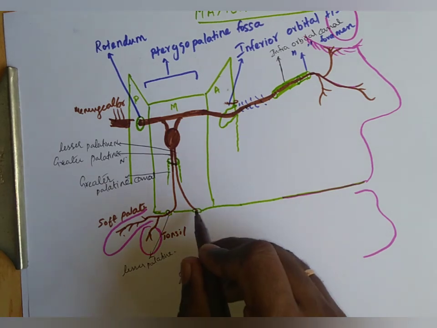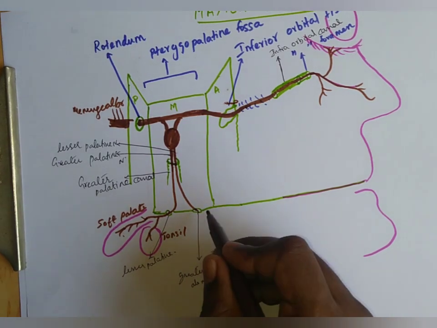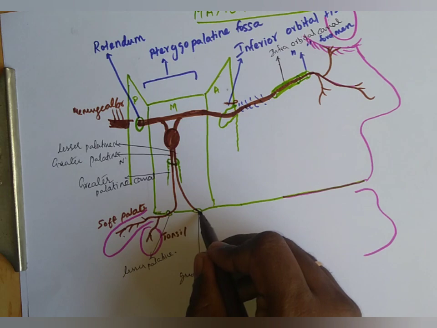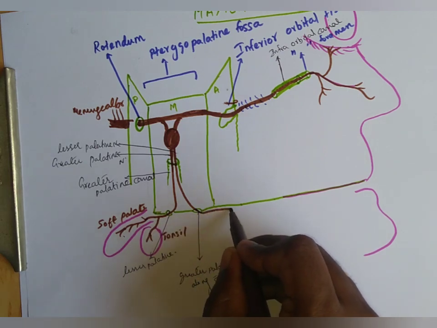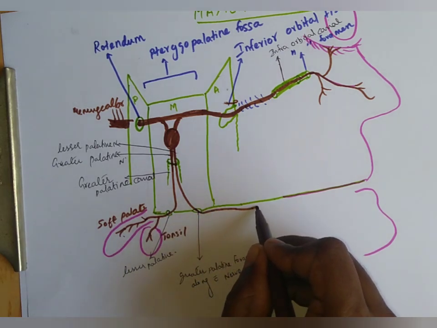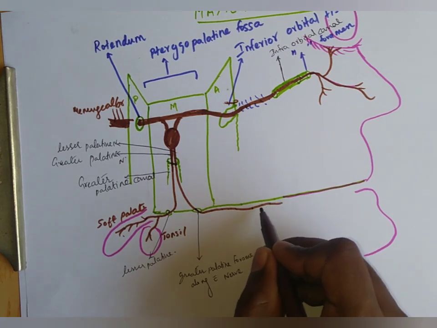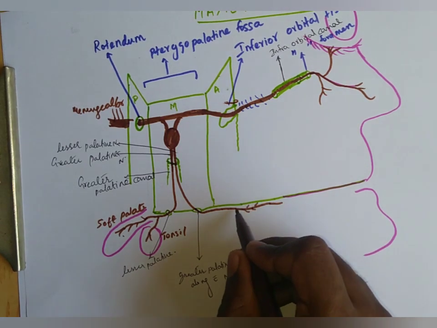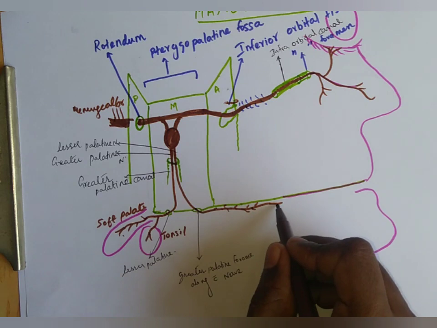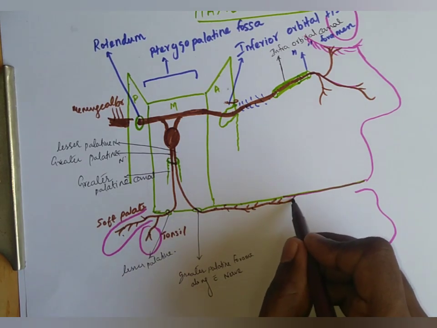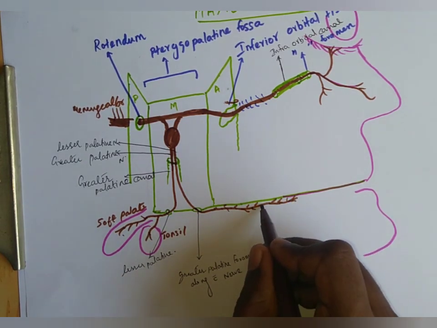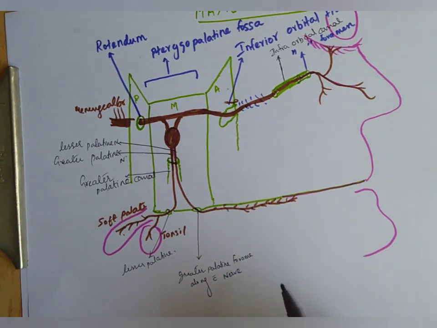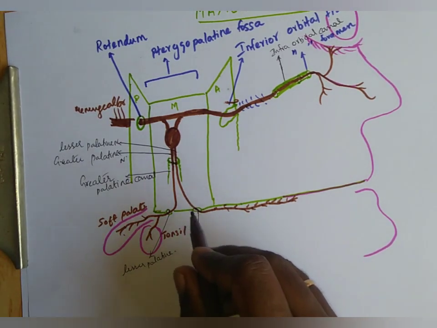Next we will see the course of the greater palatine nerve. From here, after entering through the greater palatine foramen, it passes along the hard palate and it will supply the mucosa and the glands present along the hard palate, covering the hard palate. So that is about the greater palatine nerve.